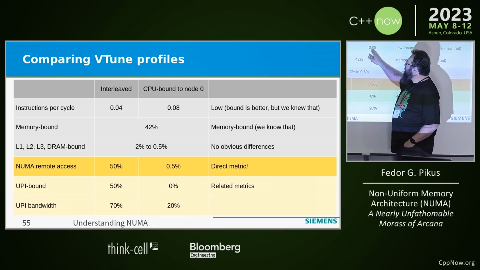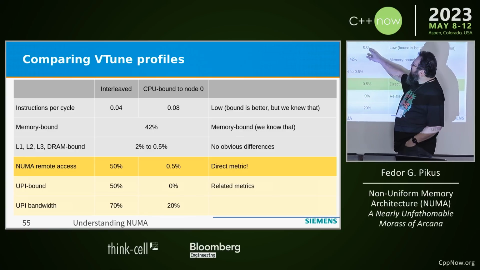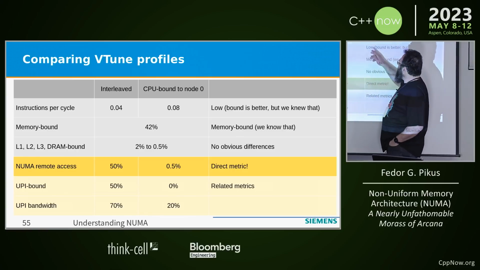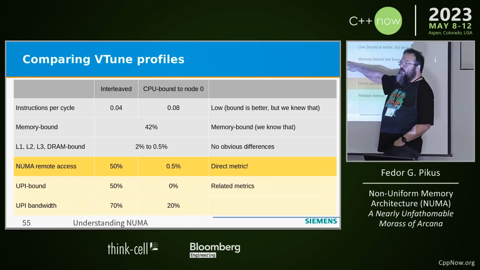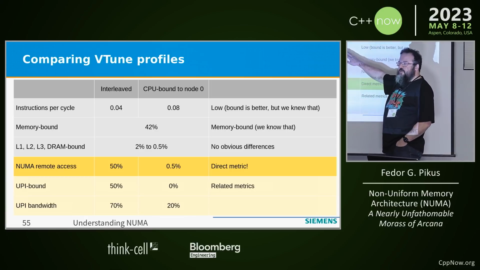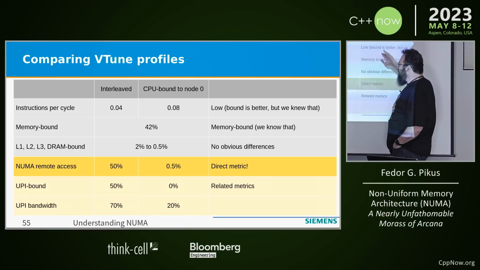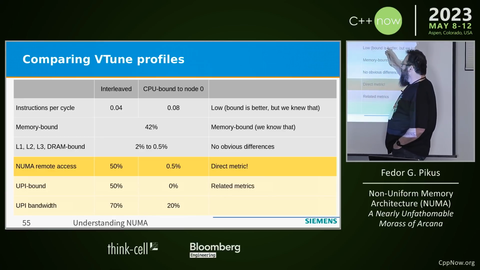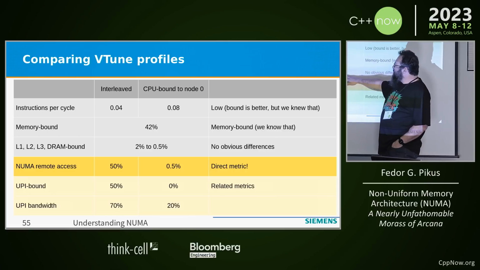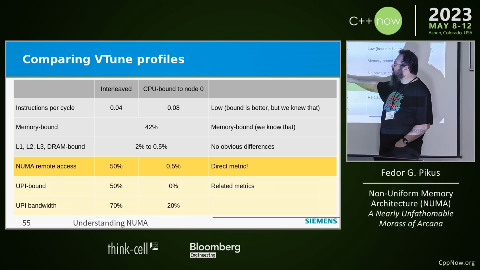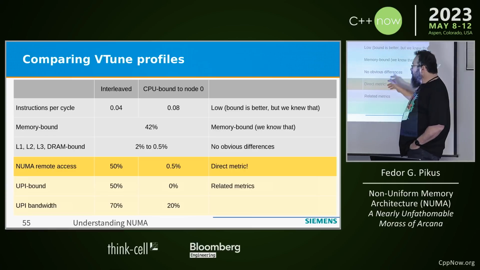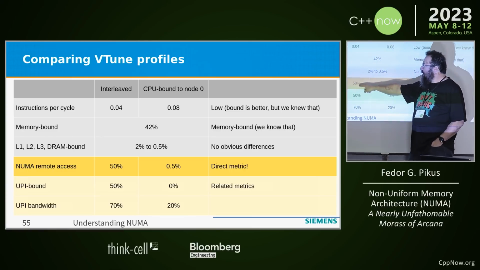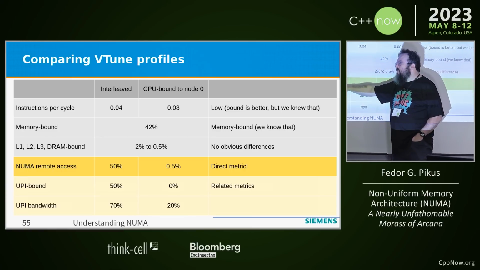VTune tells me I'm executing twice as many instructions per cycle when I'm bound to node 0, which is actually still low. I am heavily memory bound. Of course, I'm heavily memory bound. All I'm doing is writing into memory interleaved. There isn't any particular difference in cache bound and DRAM bound access issues. But VTune actually tells me directly in this case. It has a number for NUMA remote access.